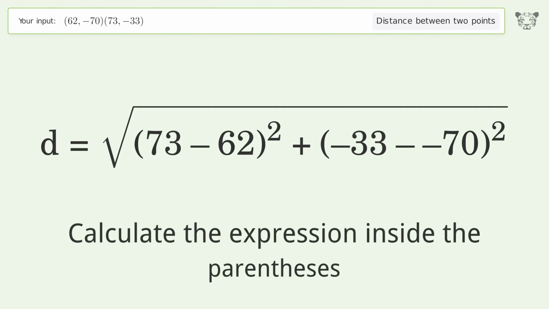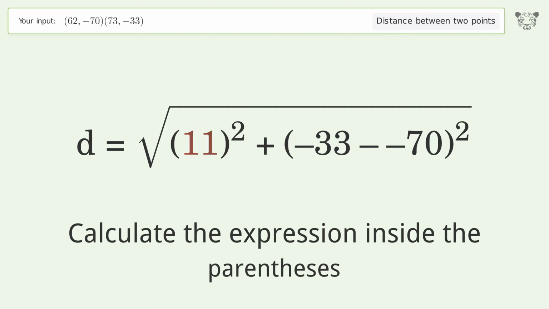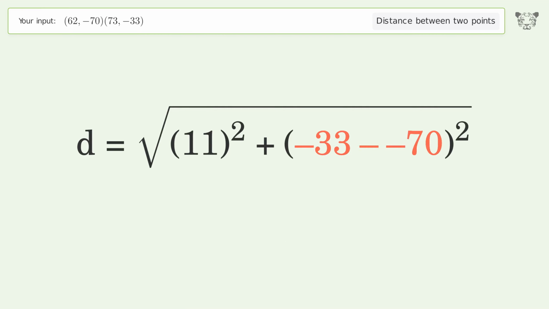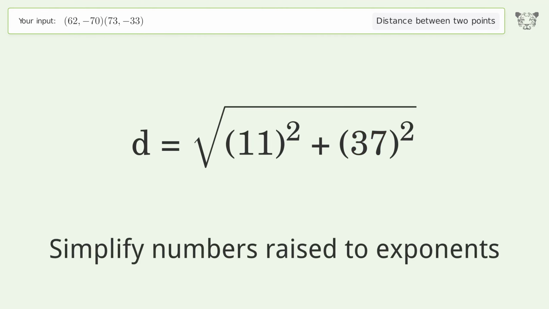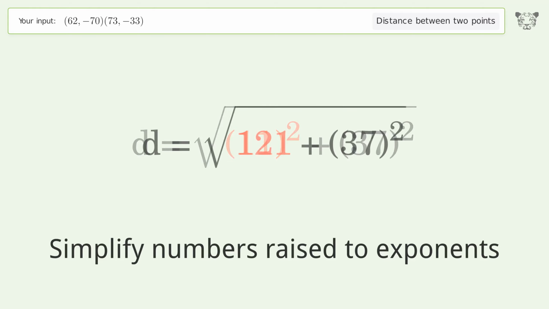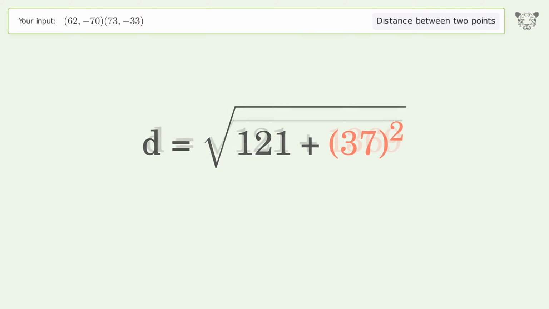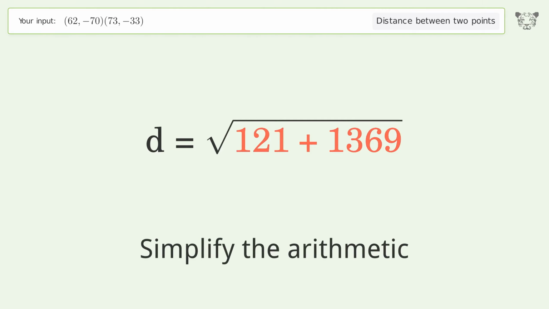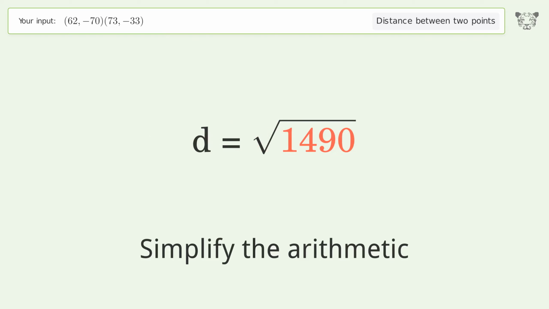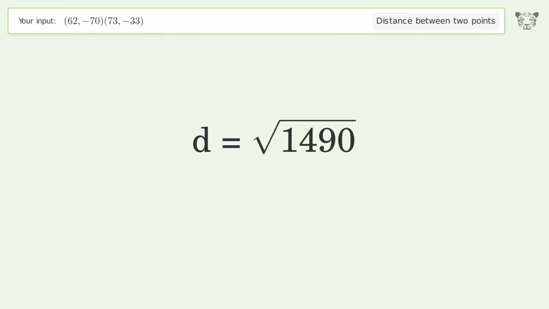Calculate the expression inside the parentheses. Simplify numbers raised to exponents. Simplify the arithmetic. And so the distance between the 2 points is the square root of 1490, or 38.601.